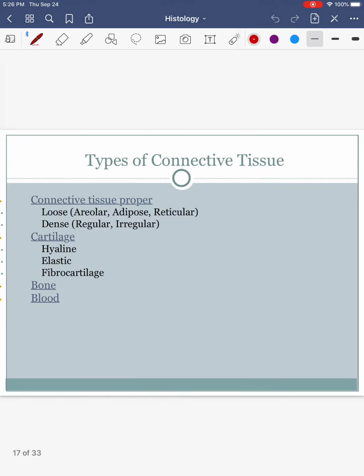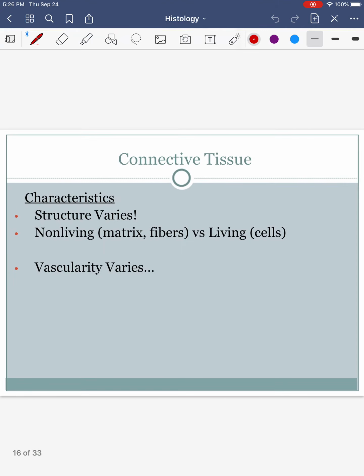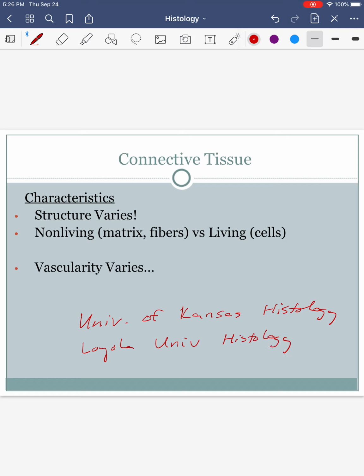So in the first video, I gave you 2 websites to go to. One of them was the University of Kansas Histology, and the other one was Loyola University Histology. So just go to Google, type this in, and then when you go to these sites, remember, they're going to have more tissues than we're going over. So just go over the 20 tissue types that we're going over. And if one looks really different, then just bypass it.